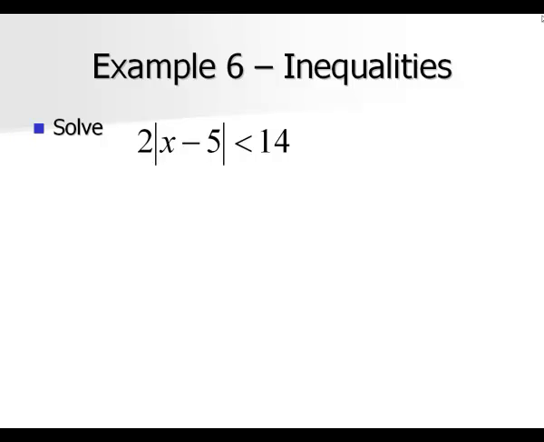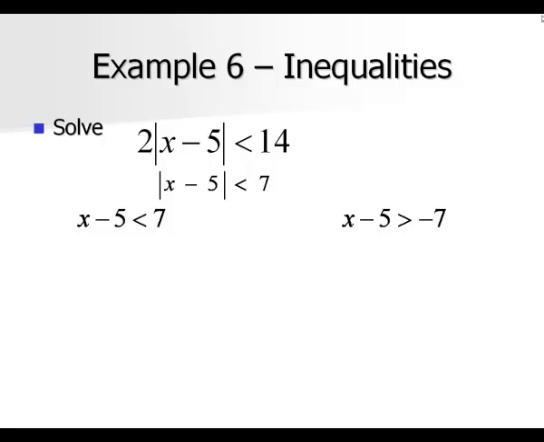Try the last one. First, isolate the absolute value by dividing by 2 before you start writing your two equations. Okay, we're going to begin by dividing by 2 to get 7. And now we write our two equations. In the first one, we're going to say x minus 5 is less than 7. In the second equation, we're going to change it to a greater than and change it to a negative 7. So x minus 5 is greater than negative 7.